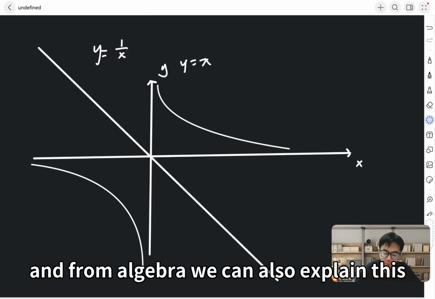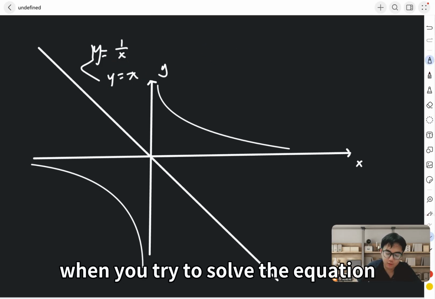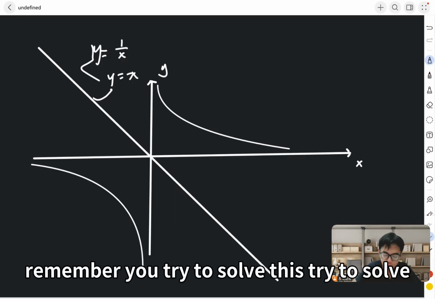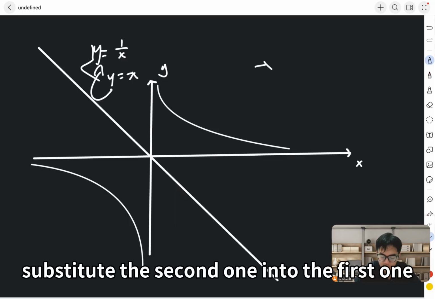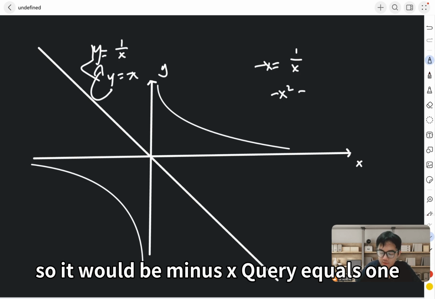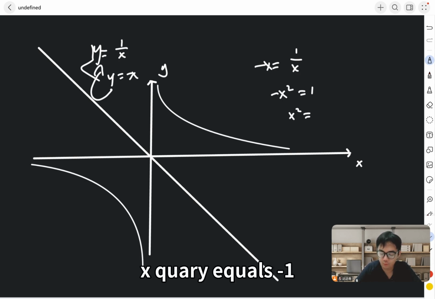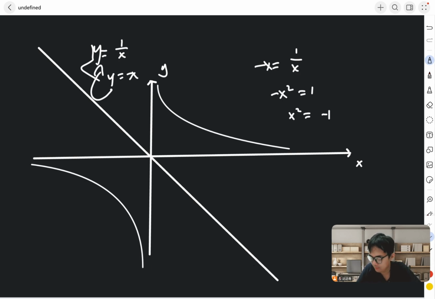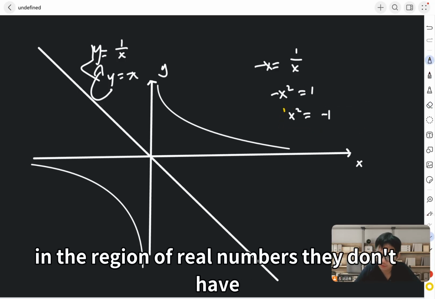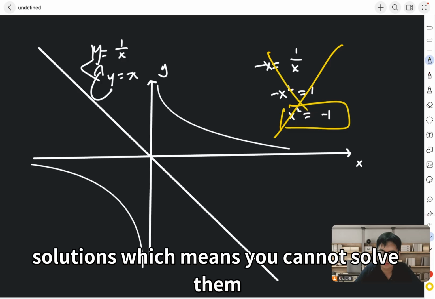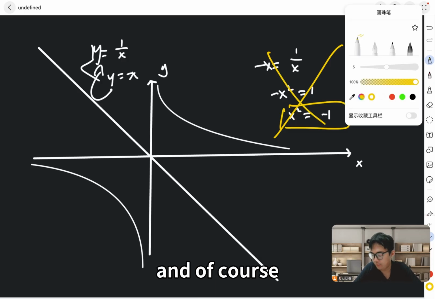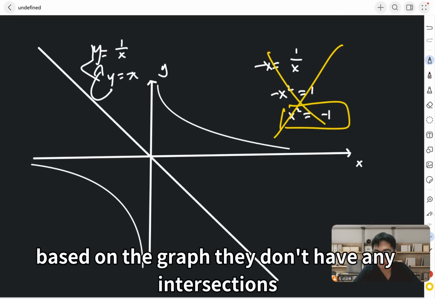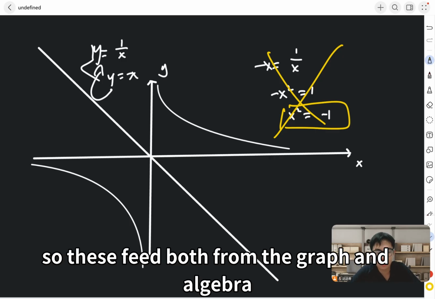And from algebra, we can also explain this. When you try to solve the equation, substitute the second one into the first one. So it will be minus x squared equals 1, x squared equals -1. So in the region of real numbers, they don't have solutions, which means you cannot solve them. And of course, based on the graph, they don't have any intersections. So this fits both from the graph and algebra.